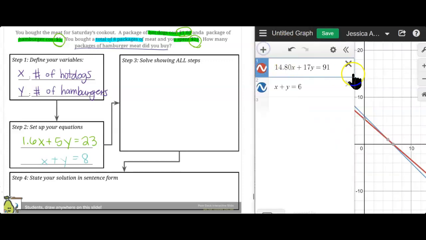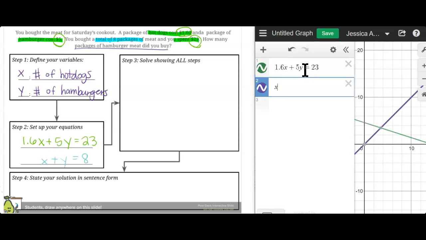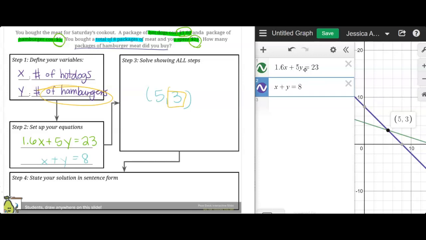I will then plug that into Desmos to have 1.6x plus 5y equal to 23, and x plus y equal to 8. I see that my intersection point is 5, 3. One quick check is to make sure that those add to 8. That'll help know if you got your numbers right. They want to know hamburger meat, and hamburger meat is my y. So I know my hamburgers, I bought 3 packs of hamburgers.